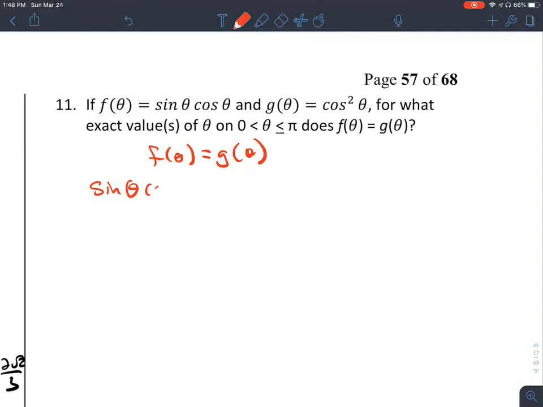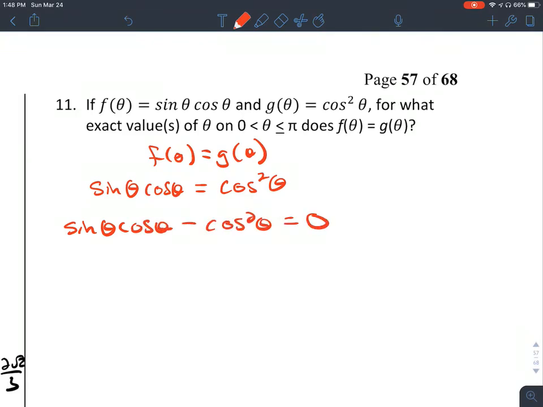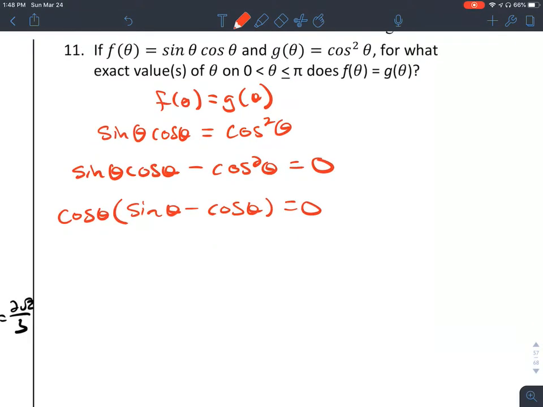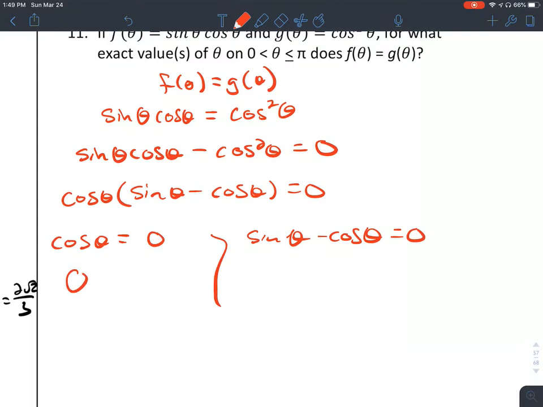F of theta is sine of theta times cosine of theta. G of theta is cosine squared of theta. If we get all the terms on the same side and try to factor this, which is a major point of emphasis for this section, we GCF cosine of theta out of this. And then if we set each of these factors equal to 0, the equation on the left is pretty simple to solve, I hope.